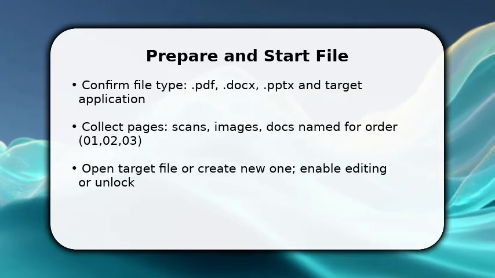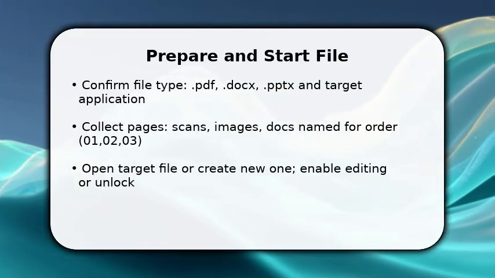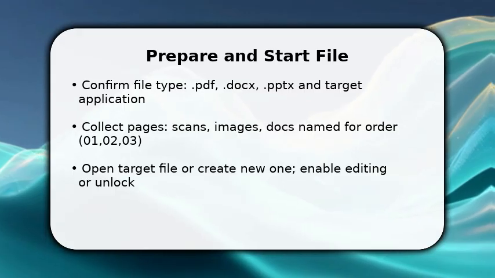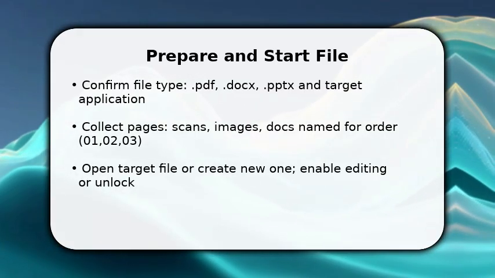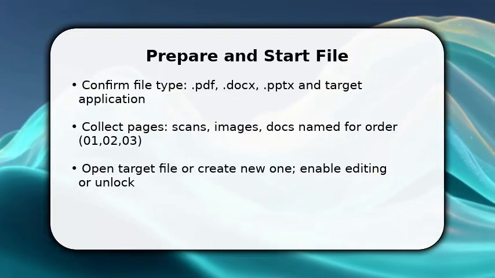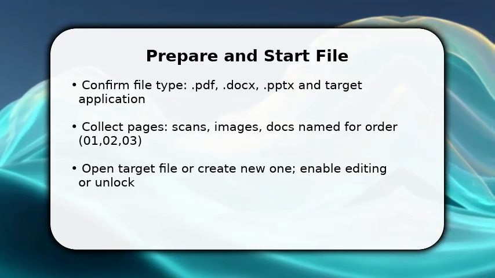You begin by confirming the exact file format you need, because the tools and options differ. Once done, gather every page in the order you want and rename them with leading numbers to avoid misordering. Make sure the target file is open and editable. If it's locked, unlock or duplicate it.